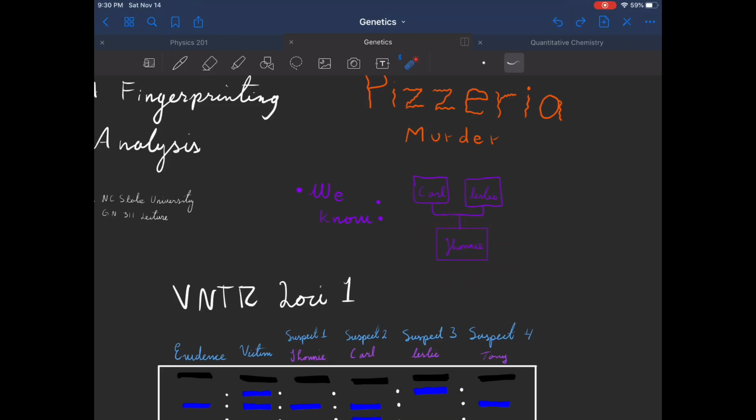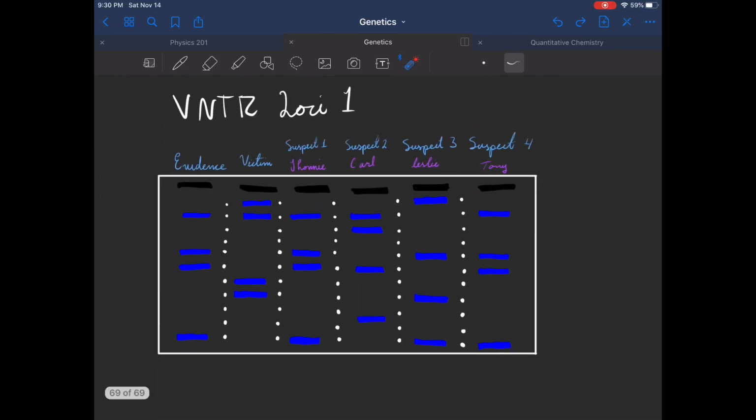So we're going to try to figure out who the murderer is based on the DNA samples collected from the scene. We created a gel electrophoresis system, and we're going to analyze it. First, we have our evidence right here. So in order for someone to be a potential suspect, we have to match them with the evidence.